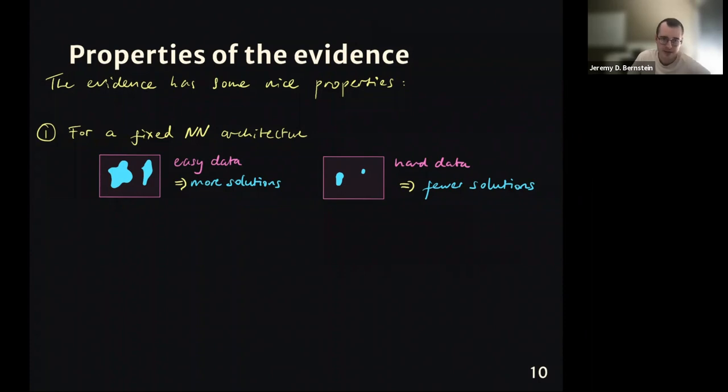It has some nice properties. If you fix your architecture and you have two different data sets, one thing you might expect is that the easier data set would have more solutions and the harder data set would have fewer solutions. That's just what my intuition would say, but obviously your intuition may disagree. But it seems to be potentially a way to measure the hardness of data sets, based on which data set has more neural network solutions for a given architecture.